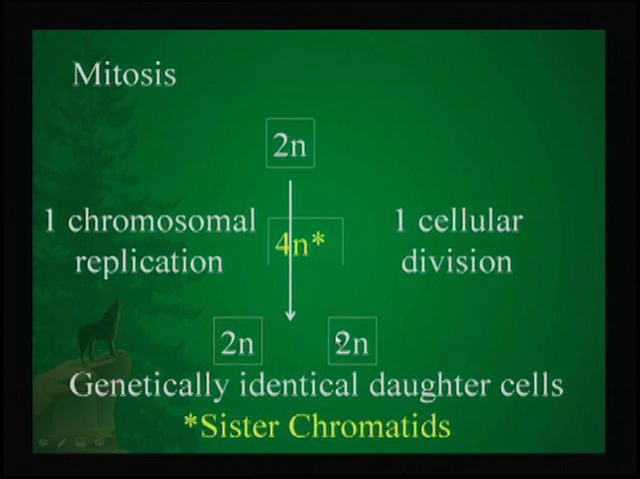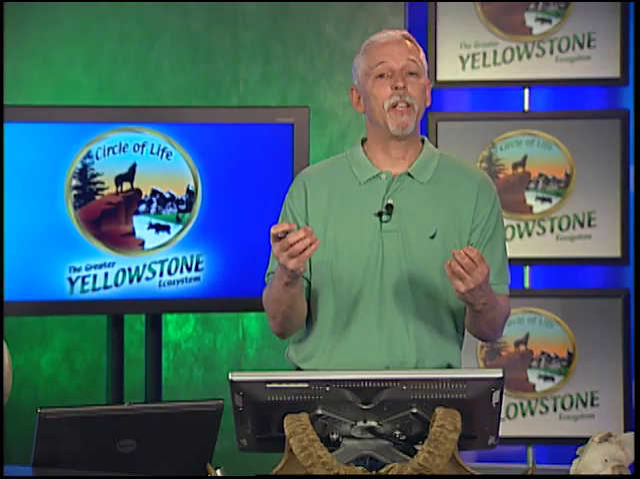And what's important to understand about mitosis is that these daughter cells that are produced are genetically identical to one another, and they're genetically identical to the parent cell. So again, there's no change in ploidy in mitosis. You replicate the chromosomes, double the number of chromosomes, separate them into identical halves, and then divide the cell in two so that you end up with two cells that are genetically identical to one another.